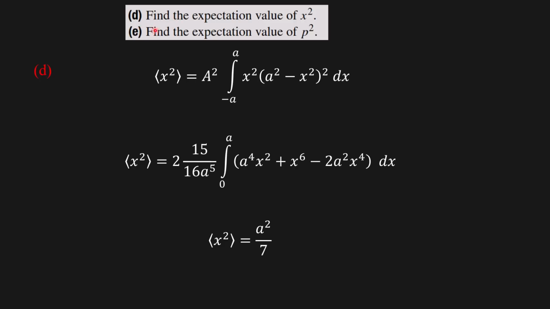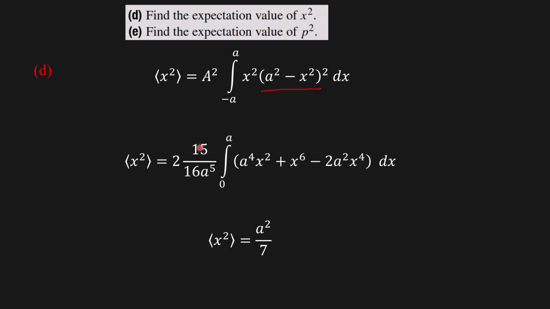Section D and E is find the expectation value of x squared and expectation value of p squared. First, we will solve section D, that is the expectation value of x squared, which is equal to A squared times the integral of x squared psi star psi. So psi star psi, we know this is a squared minus x squared whole square. If you expand this and multiply by x squared, then you will get a power 4 x squared plus x power 6 minus 2 a squared x power 4 dx.